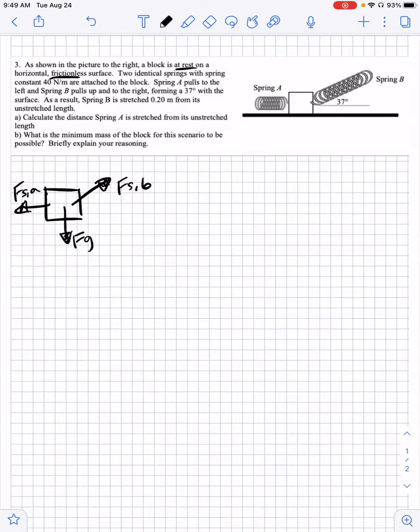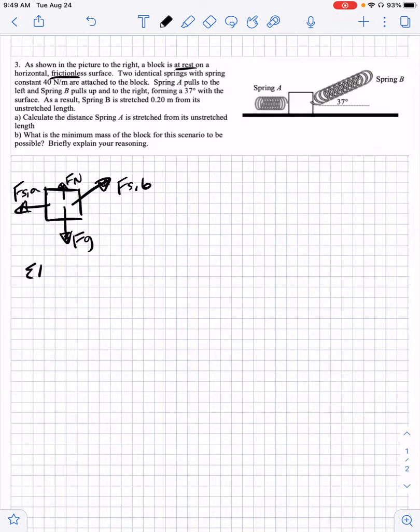Now you have to remember that there's an x and y component of the force from spring B. So the normal force will not be the same length as Fg here. It's going to be smaller because now, vertically speaking, we have a normal force and a y component from that spring B. So there's our free body diagram. Let's go ahead and make our net force equations.